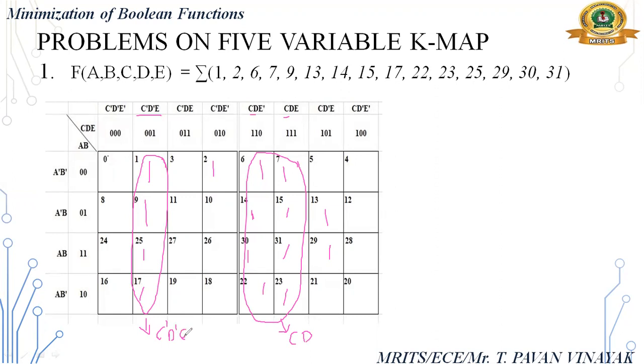Okay. Next, how many ones are available still? This one, this one, this one. 3 ones are available still. So for these 3 ones, let us observe. This is one quad, right? Expression for it: see, B. From these two rows, common is B. From these two columns, common is C. Okay. C, E.